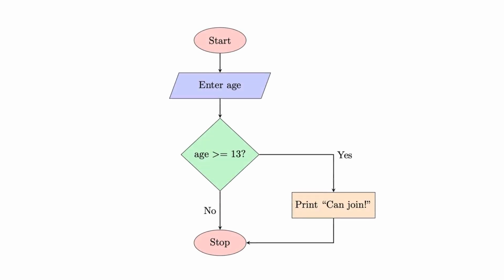Look at this flowchart diamond asking age greater than or equal to 13. The yes path leads to an action. The no path continues. This is decision-making in visual form.